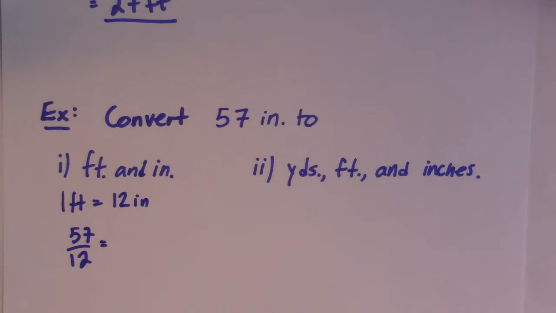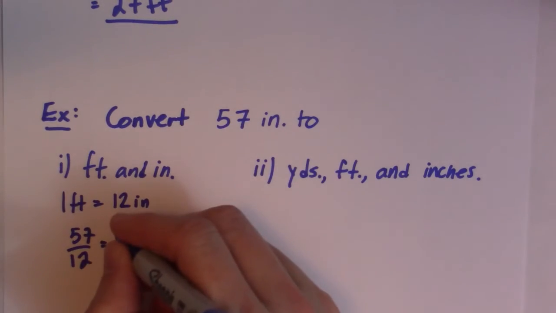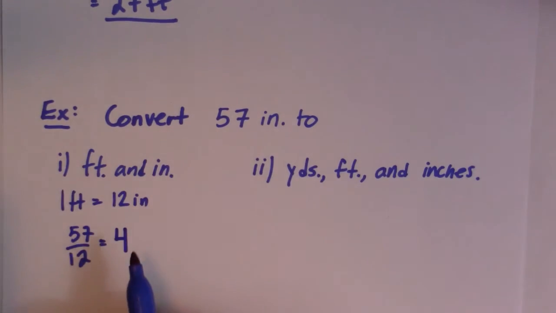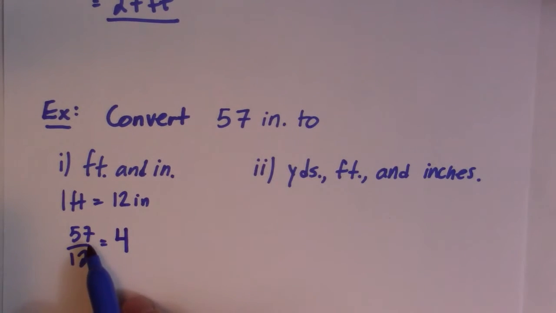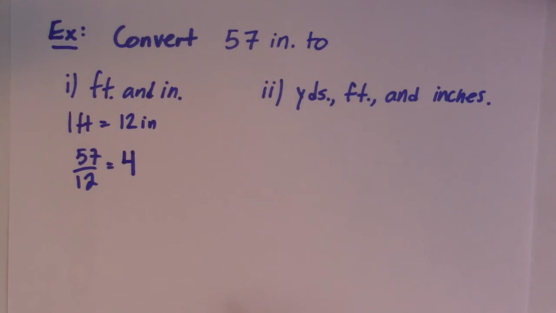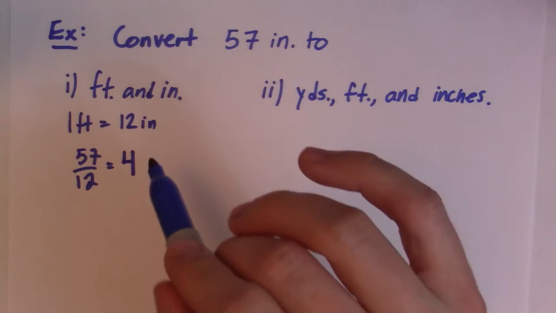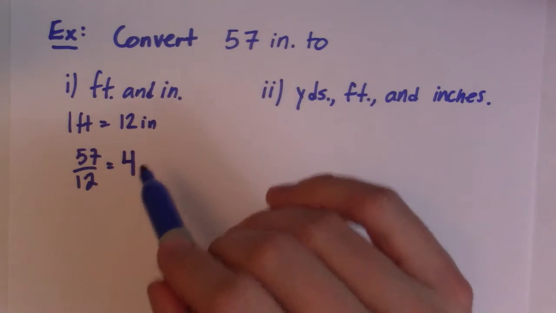So 57 divided by 12 gives me 4.75. So I know that this divides 57 4 times, but there's a little bit left over. So there's 0.75. Now 0.75 is a good number to work with, but I'm not going to use that. I'm going to take the slightly more complicated approach, in which I convert to a mixed number, and I'll show you why I want to do that.